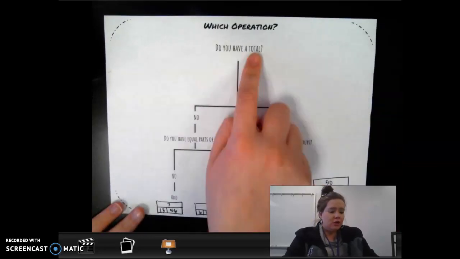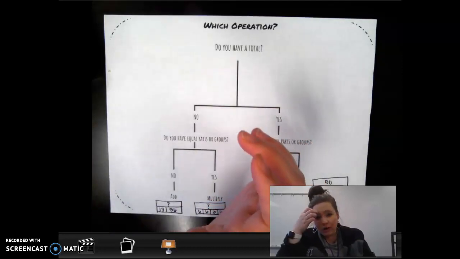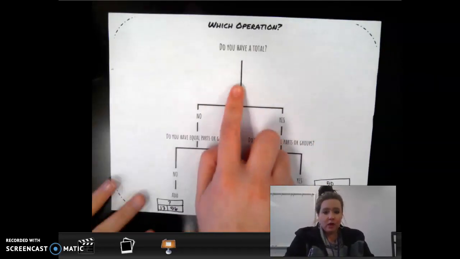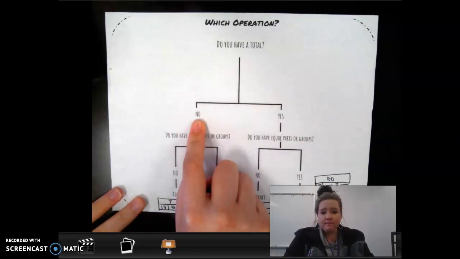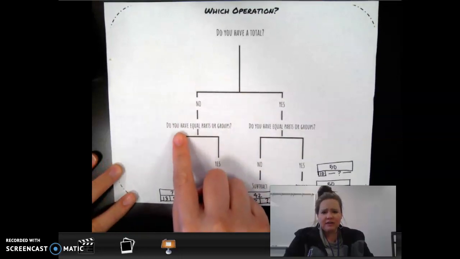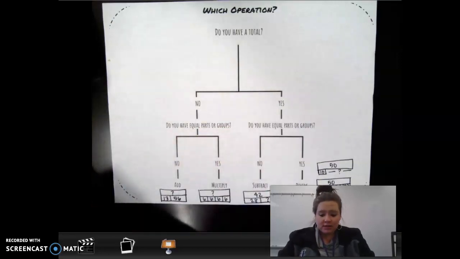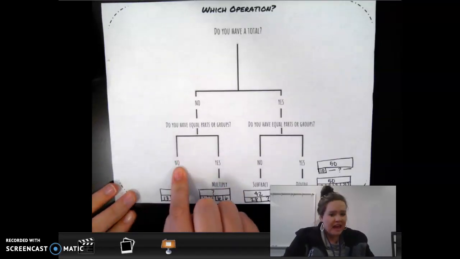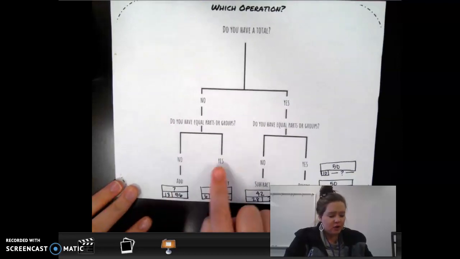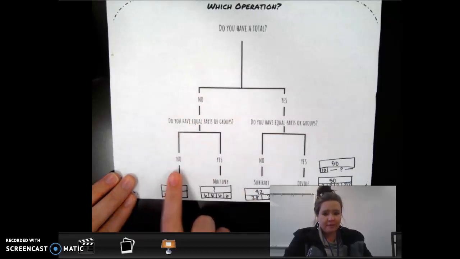So, do you have a total? When you're reading your word problem, you're going to ask yourself if you have a total, okay? If you don't have a total, you're going to say no. Then the next question you're going to ask yourself is, do you have equal parts or groups? If you don't have equal parts or groups, you are going to say no. If you do have equal parts or groups, then you say yes. If you don't have equal parts or groups, okay, you're going to be adding.